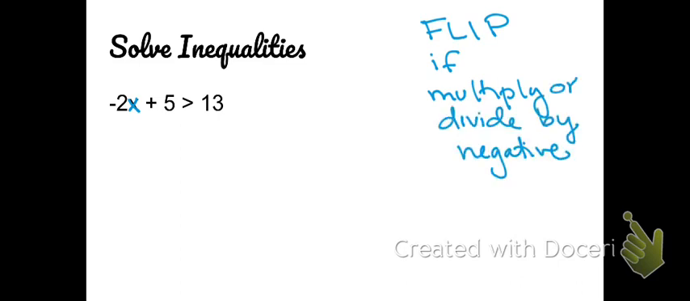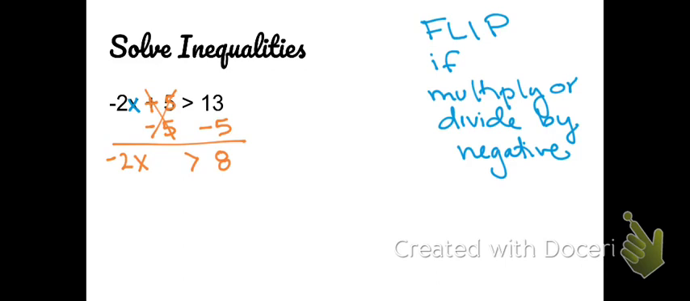So when I'm looking at this, I want to get the x by itself. I'm going to undo what's added or subtracted first. So I'm going to undo that plus 5 by subtracting 5, because subtracting is the opposite of adding. And negative 5 plus 5 is 0. So on the left side, I'm left with negative 2x. On the right side, I'm left with an 8. Do I flip the sign? No, I do not flip the sign for subtracting, only if I multiply or divide it by a negative number.